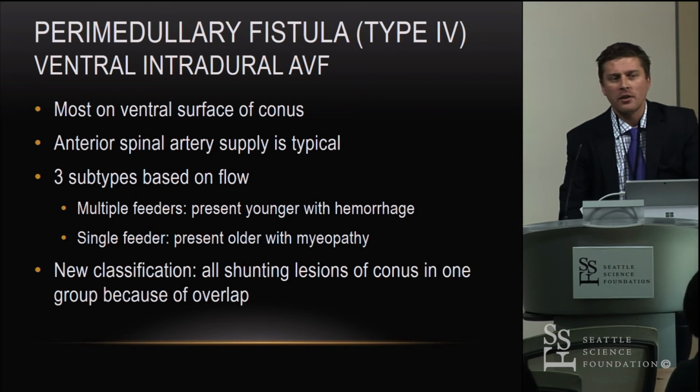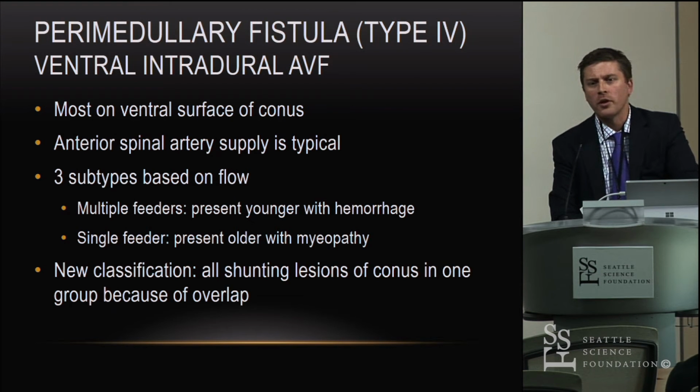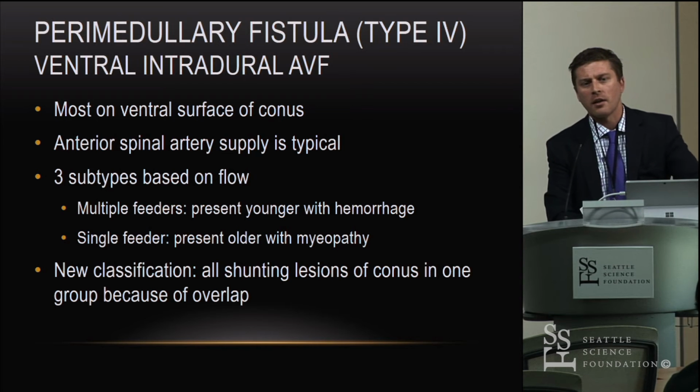If it's on the anterior side of the cord, we tend to try and embolize those. Surgically, they're really hard to get at, and they often involve the anterior spinal, which makes surgery even more difficult. If they're on the posterior side of the cord, then often they can be dealt with surgically because you can see them, and you can see that fistulous point where it goes from an artery to a vein.